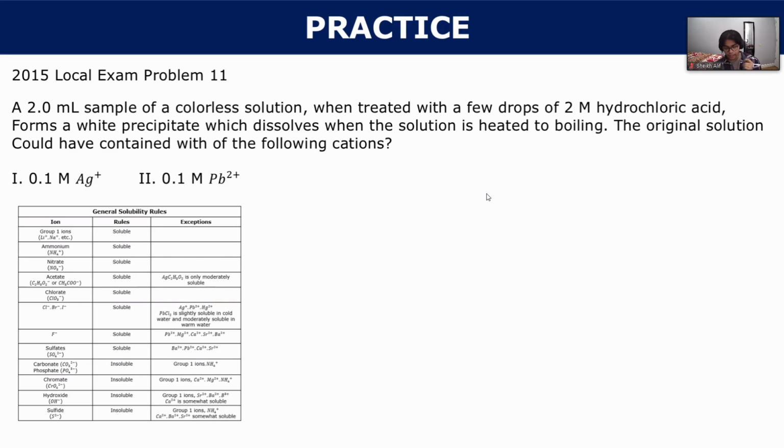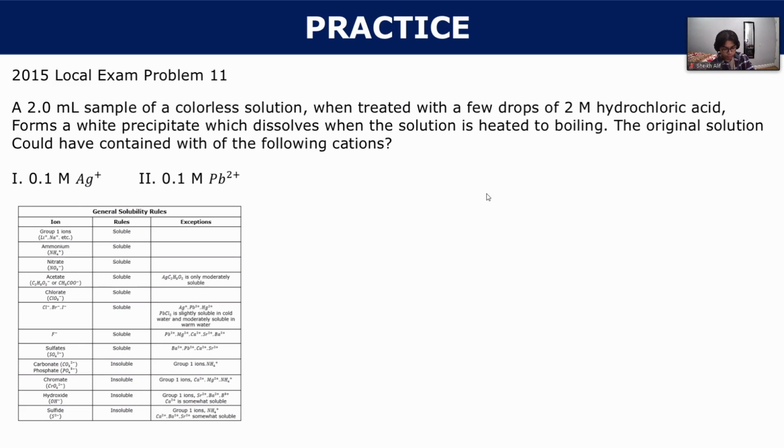Next up, a 2 milliliter sample of a colorless solution, when treated with a few drops of 2 molar hydrochloric acid, forms a white precipitate which dissolves when the solution is heated to boiling. The original solution could have contained which of the following cations? This problem is one of the reasons why I recommend using the chart that I made instead of other charts online, because you'll see why we're going to run into a problem if we use some other chart.